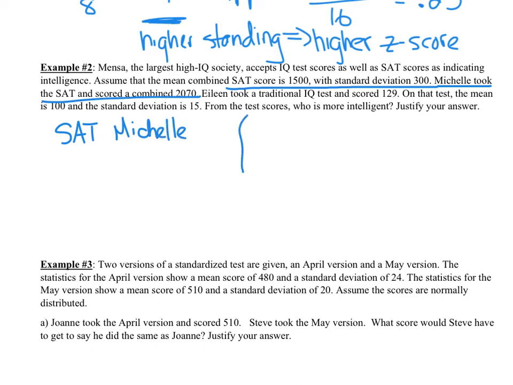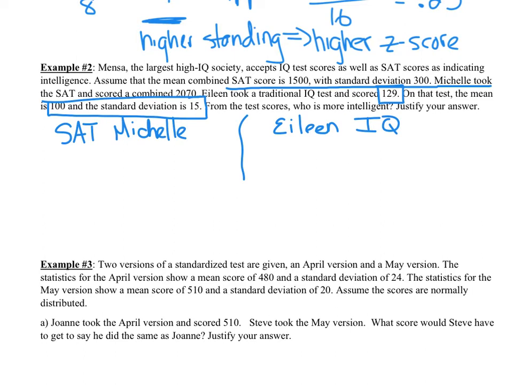Then Eileen took an IQ test and scored 129, where the mean is 100 and the standard deviation is 15. So with Eileen, she took an IQ test. So we're going to see who's smarter. You can't really tell from this, but we're going to tell by who did higher in standard deviations.